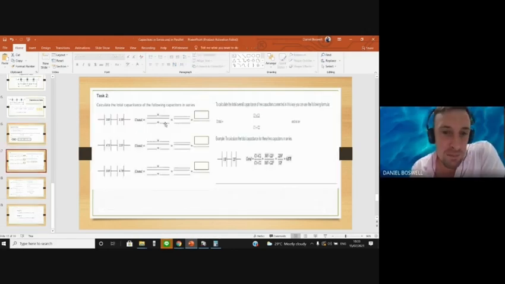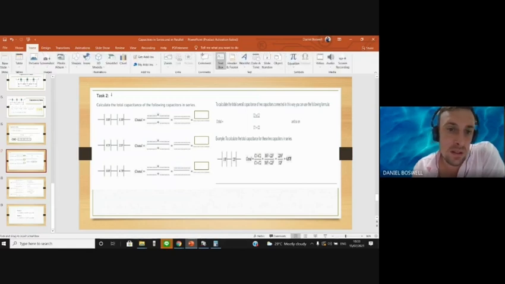All right, so we're going to pop down. I've kept this here. So how to do it? We can copy this to get this right. Here we have: calculate the total capacitance of the following capacitors in series. Let's say this is C1, this is C2.